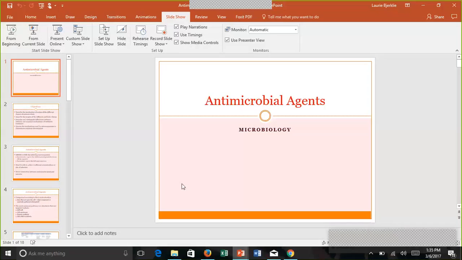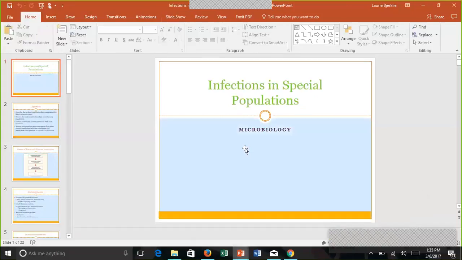So again, the biggest part of this is knowing a couple of the key terms at the beginning, which were bacteriostatic and bactericidal, knowing all the different categories of drugs and their mode of action and their spectrum of activity, and some examples that reside in each. That should pretty much get you through for what you need on this chapter. All right, let's go to our other PowerPoint, which is infections in special populations.